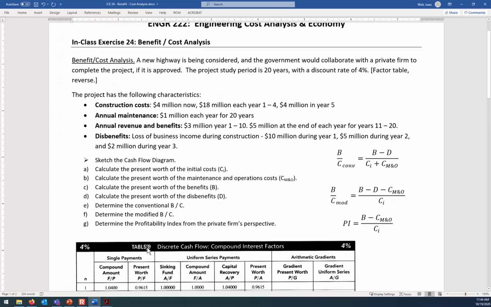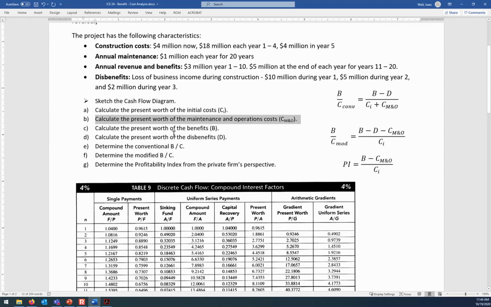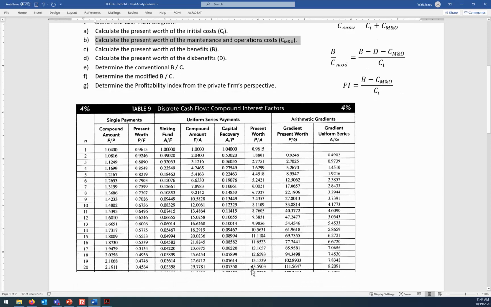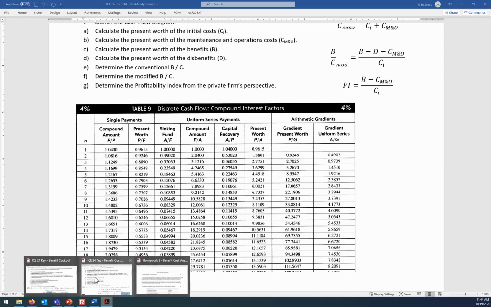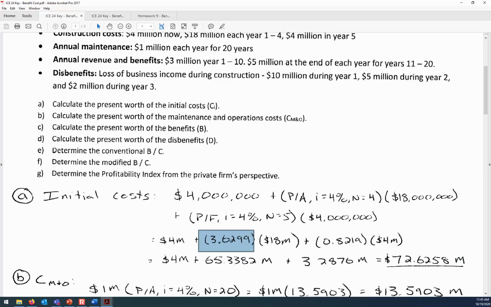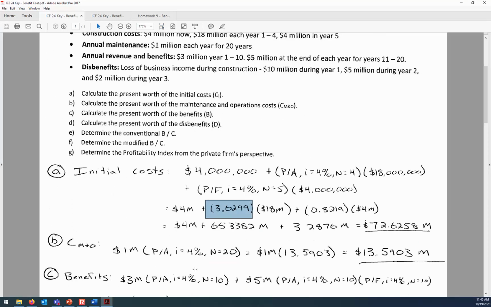Okay, now for the next part, the maintenance and operation, we've got $1 million a year for 20 years. And so we need to find P given A, n equals 20. So P/A, here's our factor table, row 20, 13.5903. So the maintenance and operation cost is 1 million multiplied by the 13.5903, so there's 13.59 million in maintenance and operation costs.